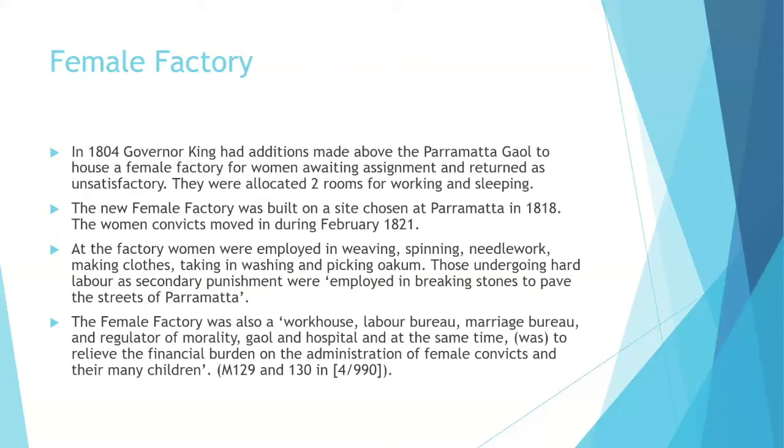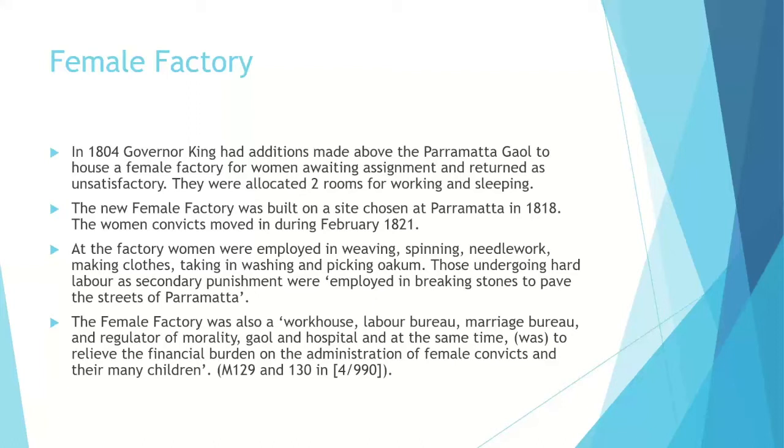So the female factory, this really started in about 1804. Governor King had additions made above the Parramatta Jail to house a female factory for women who were awaiting assignment or had been returned as unsatisfactory from their employment. They were allocated 2 rooms for working and for sleeping. And we know that Reverend Samuel Marsden lobbied for years and years and years to improve the lot of these poor women and to get better accommodation for them.